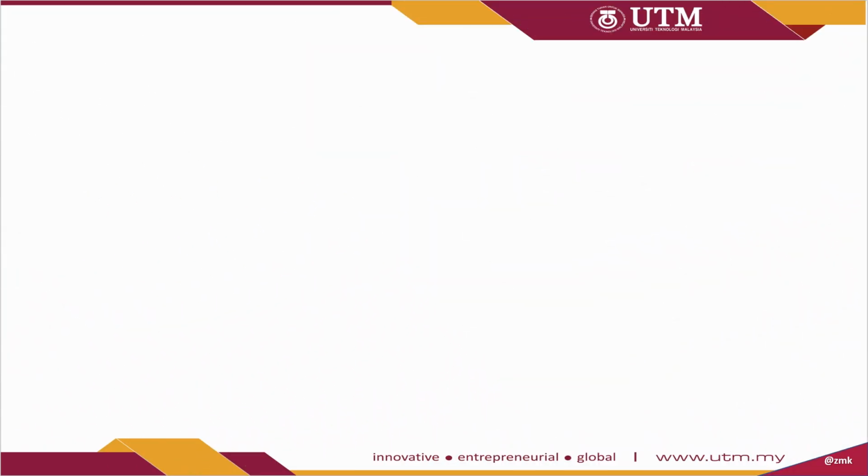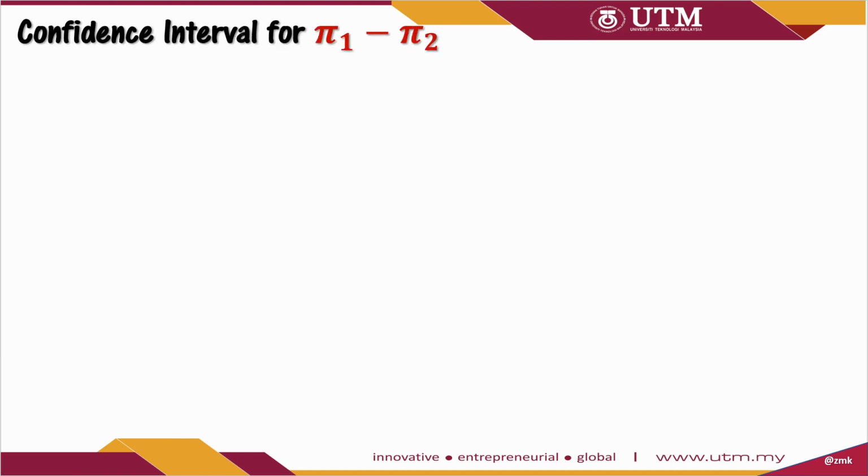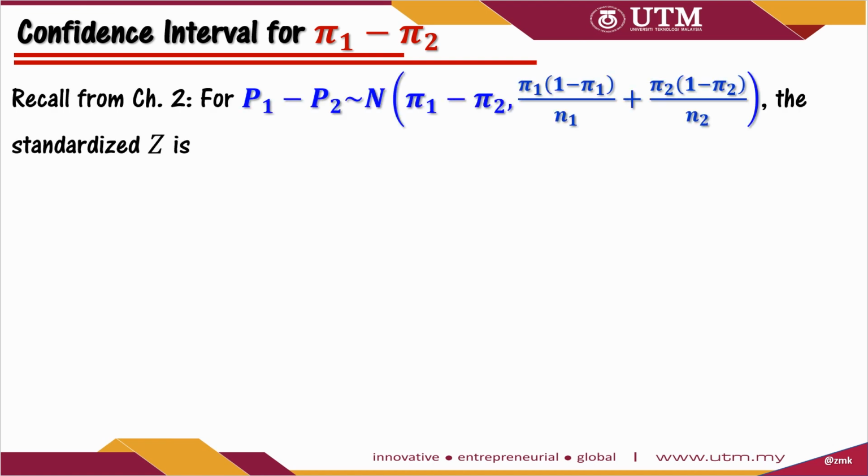Now, let us explore how to construct a confidence interval for pi1 minus pi2. Similar to the previous concept on constructing a confidence interval for mu1 minus mu2, we can recall the sampling distribution of a difference between two proportions, P1 minus P2, from Chapter 2, which is normally distributed with mean pi1 minus pi2 and variance pi1 times 1 minus pi1 over n1 plus pi2 times 1 minus pi2 over n2.